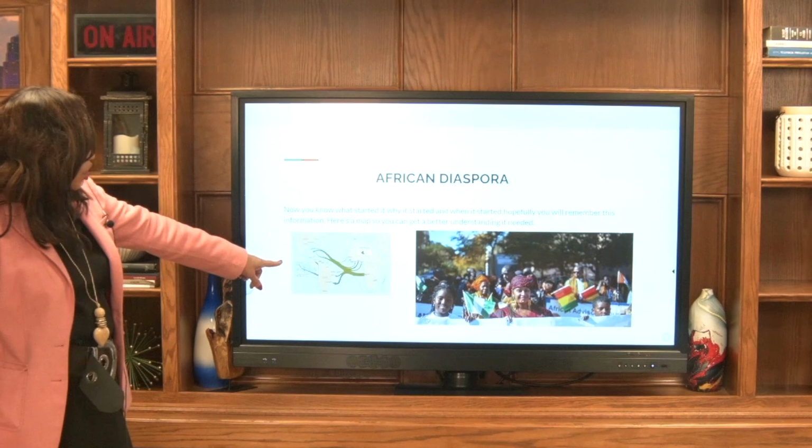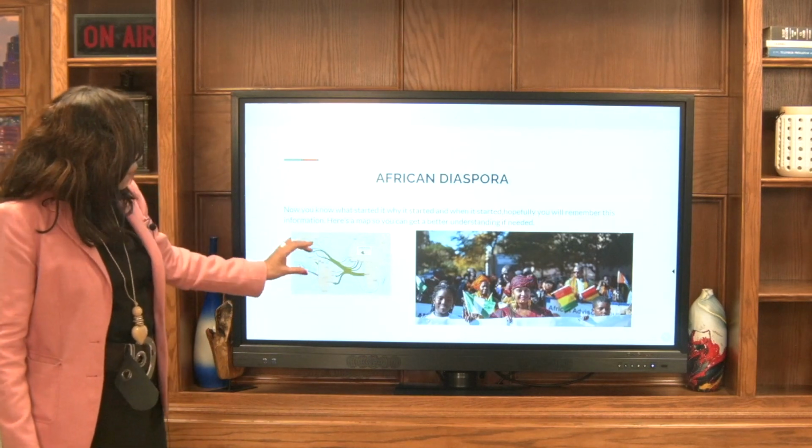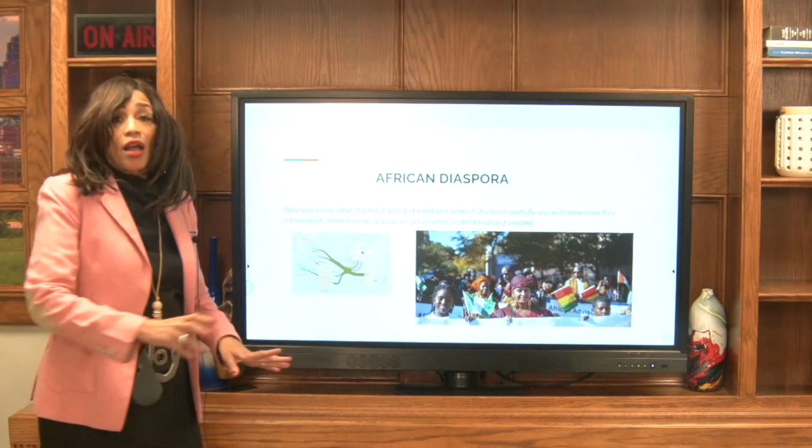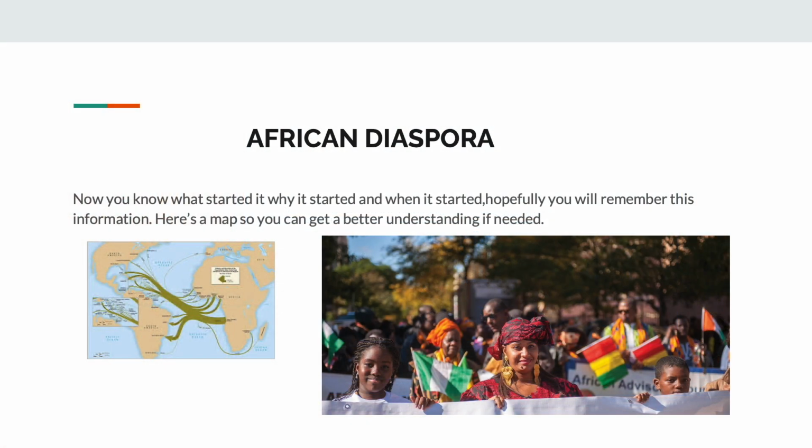Once again, this is a little bit of the map. Now, this is the big map. This is where it all started. This is the diaspora. And as you can tell from all the different arrows and all the different angles, that's us, folks. That's us going everywhere.